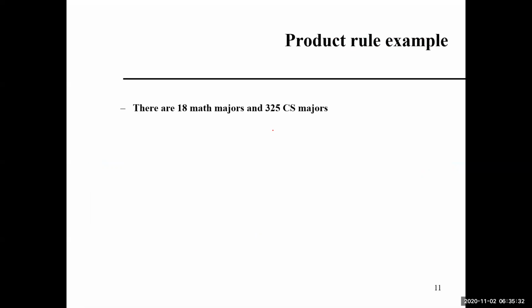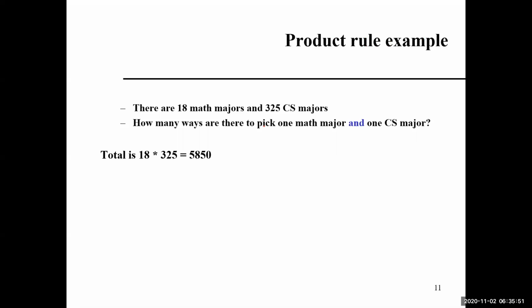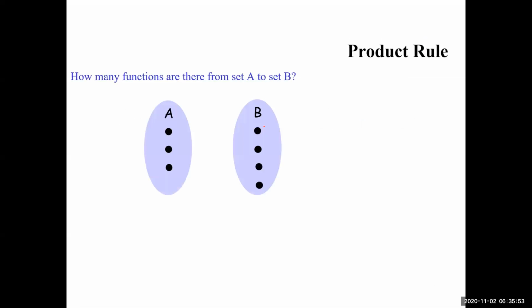So there are 18 maths majors and 325 CS majors. How many ways are there to pick one math major and one CS major? So we can choose one math major from 18 people and we can choose another CS major from 325 CS majors. So the number of ways available is 18 into 325, that is 5850 ways.